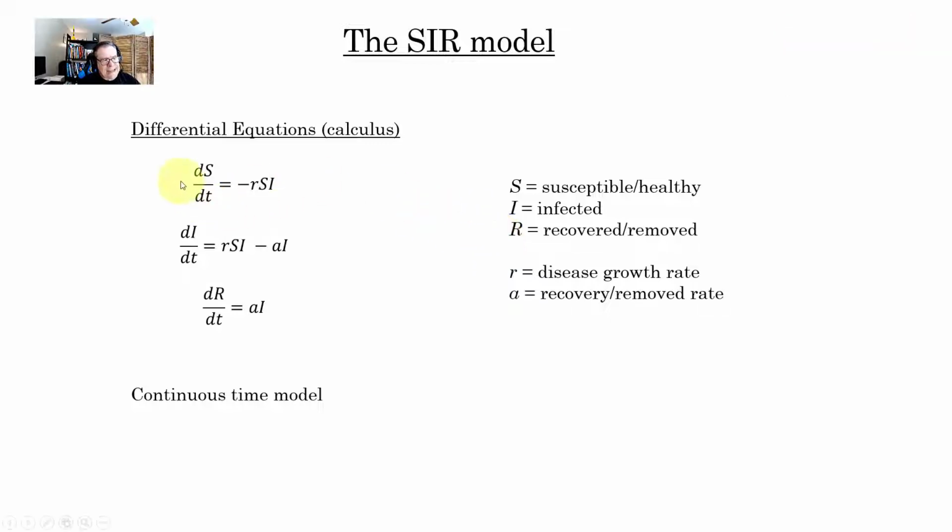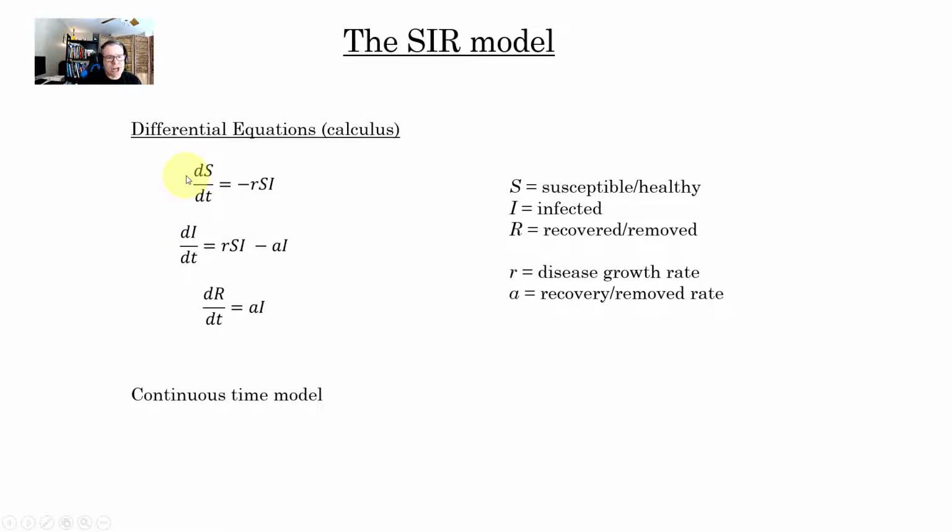So what we see in these three equations on the left-hand side here are derivatives. They are the rates at which each population changes over time instantaneously. That's why we use these differentials. dt, ds dt is the rate of change in the population over time.